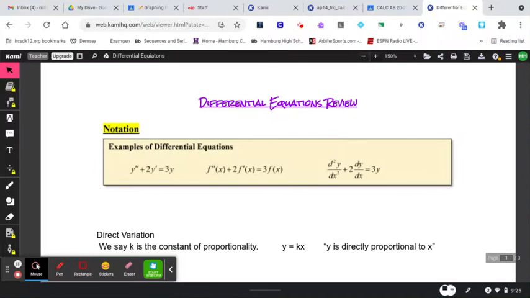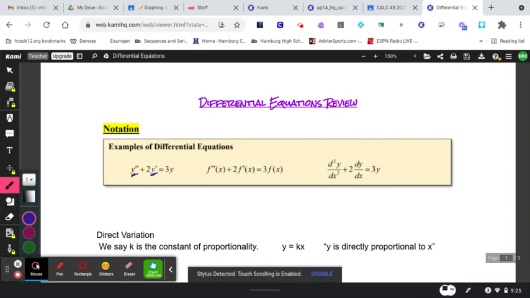All right, well, our topic tonight is a review of differential equations. So, just a reminder, a differential equation is an equation that involves x, y, and the derivative of y. And there are many different notations you can see for the derivative of y. Obviously, we have y prime, y double prime. We could use f prime, f double prime, or we could use dy/dx or d squared y/dx squared for the second derivative. So again, different ways to represent the derivatives.